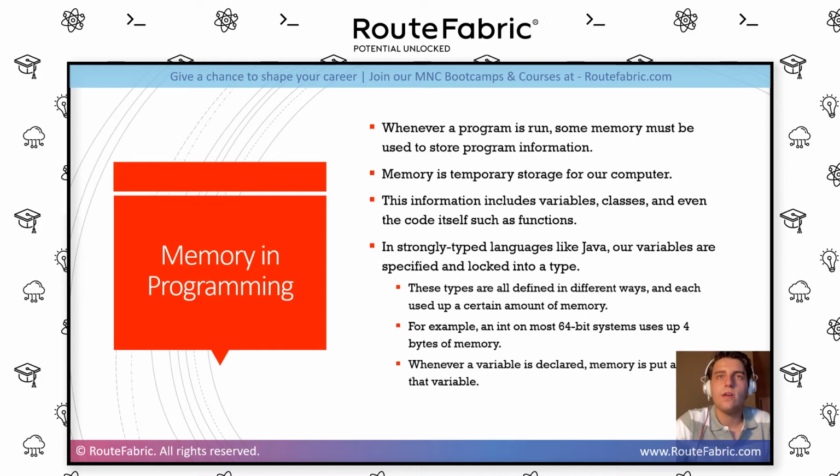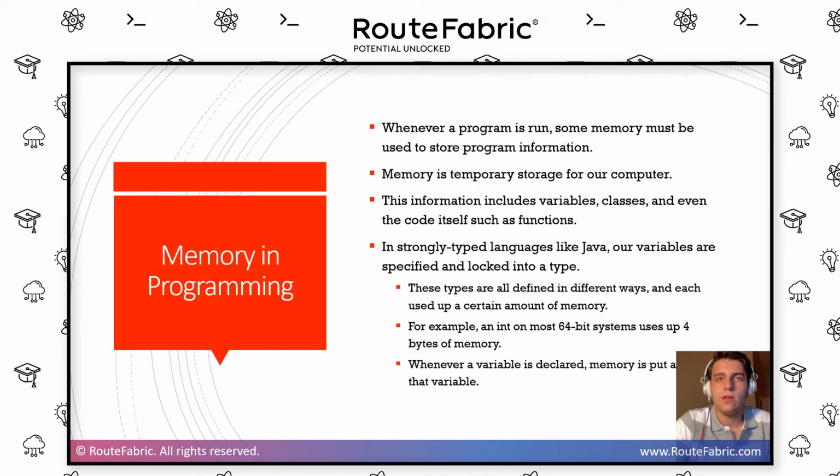Our memory resets whenever a computer is restarted, and whenever a program is closed or exited, the memory is also freed. So the memory that we use for our program is not permanent. It's not like storage on your hard drive where those files are permanent and they'll stay there between reboots. So this information that our program needs to store includes variables, classes, objects, and even the code itself, like our methods and functions. We need to store that as well so we can jump around the code.